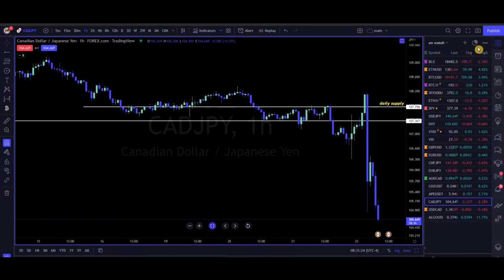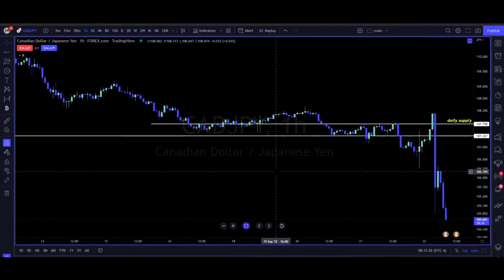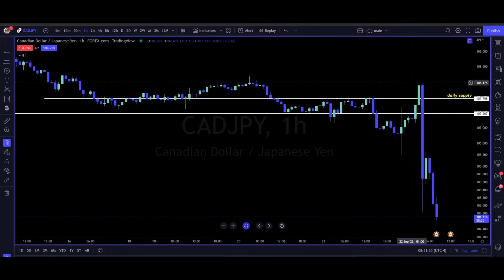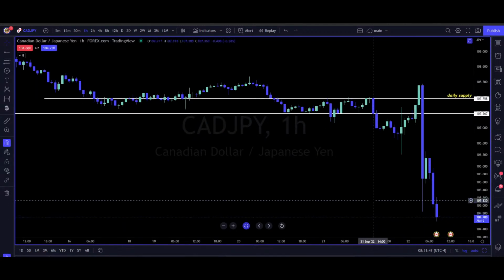All right. So yeah, an astronomical move there on the CAD yen. I mean, there's only been a few times since I've been trading FX that I've seen assets trade down 3% in one day. That is 3 o'clock. That is your London session open there. What a move.